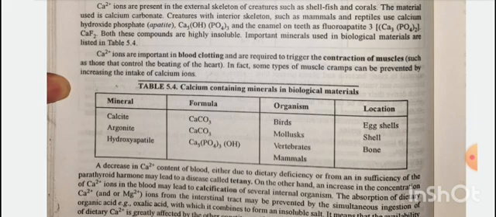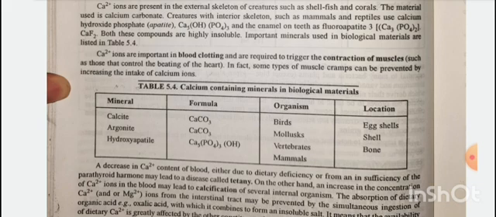Creatures with an interior skeleton, such as mammals and reptiles, use calcium hydroxide phosphate, Ca5(OH)(PO4)3, and the enamel on the teeth is fluorapatite, Ca3(PO4)2·CaF2. Both these compounds are highly insoluble. Important minerals used in biological material are listed in table 5.4.